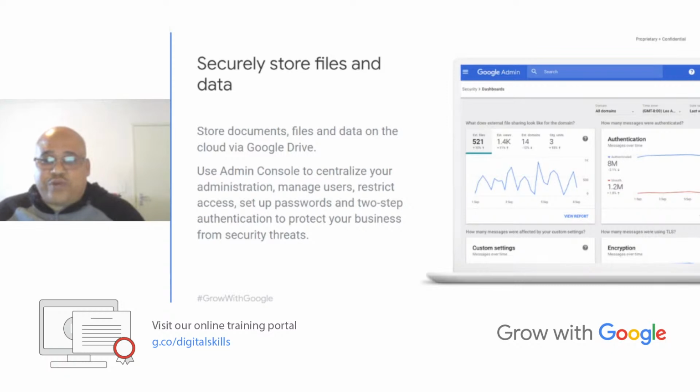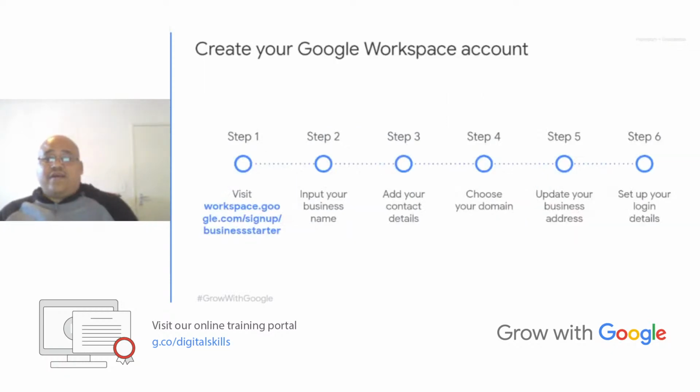So now that we know what the benefits of Google Workspace are, how do we set up our accounts? Well, it's easy. Firstly, there are basically 6 steps to run through, and I'm sure we can all do those. Firstly, you visit workspace.google.com/signup.business-starter. Once you've done this, you click Get Started, and then you follow the steps.